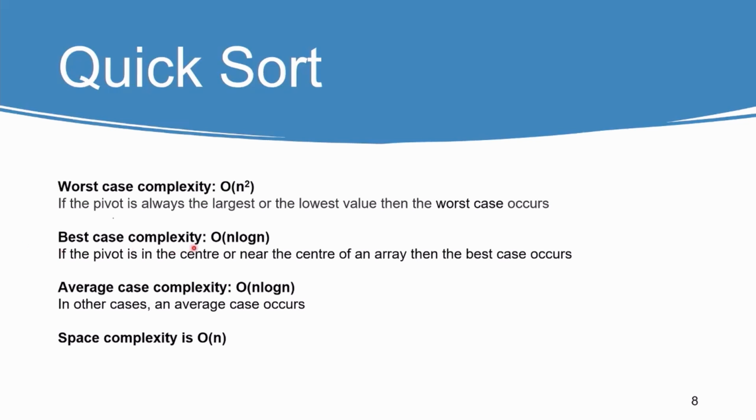The best case complexity is O(n log n). This is the example which we just took, when the pivot is in the center or near the center of the array. The average case complexity is O(n log n). Average case complexity is the summation of all the possible complexities divided by the number of test cases. Now the space complexity is O(n). Since we have not initialized any other array but are sorting the elements in the array itself, the space complexity is the size of the array.